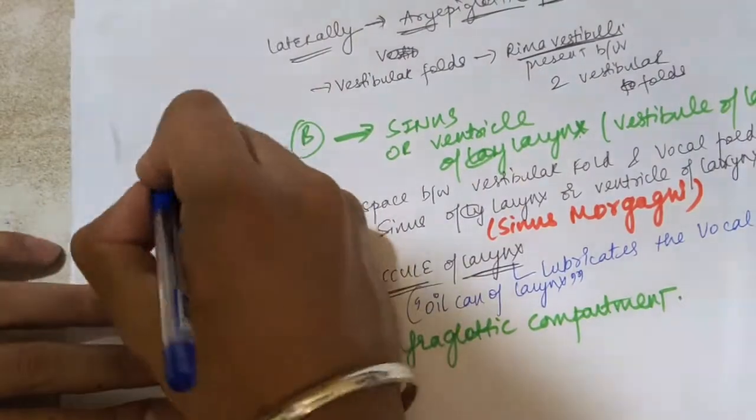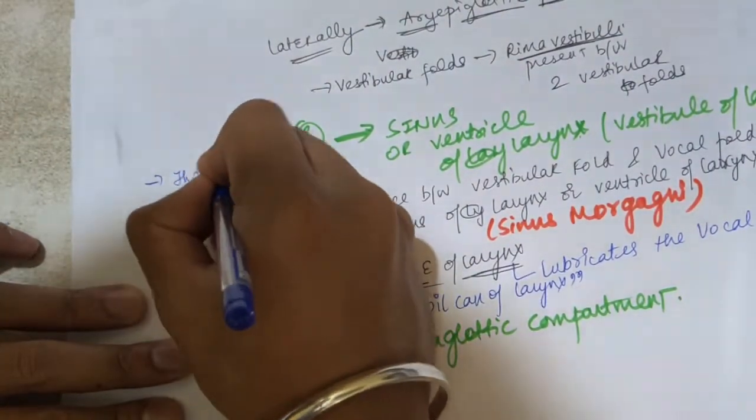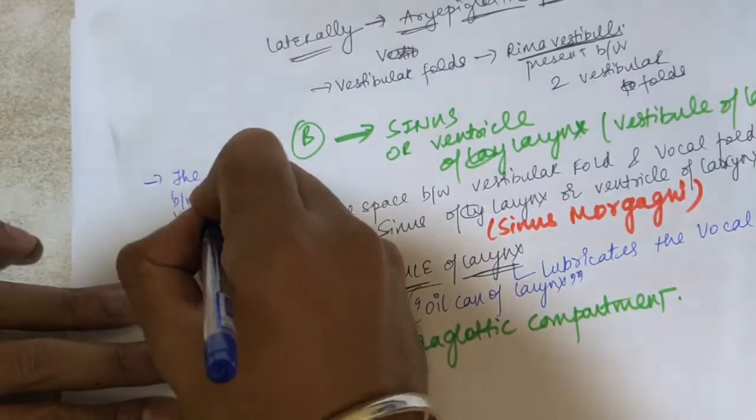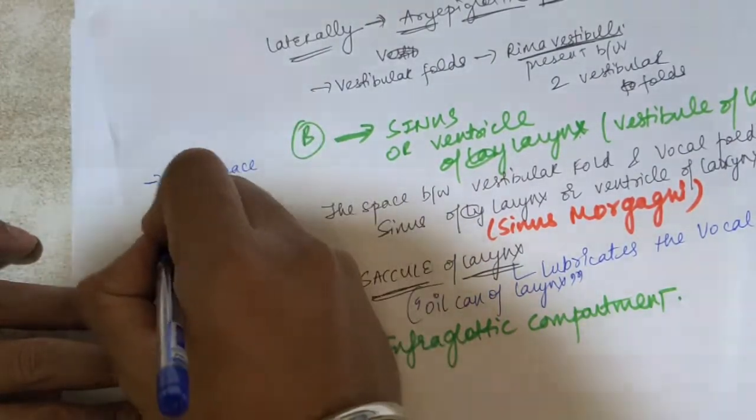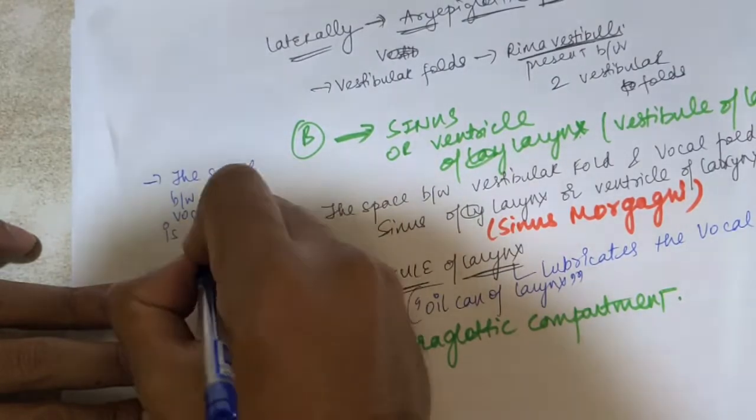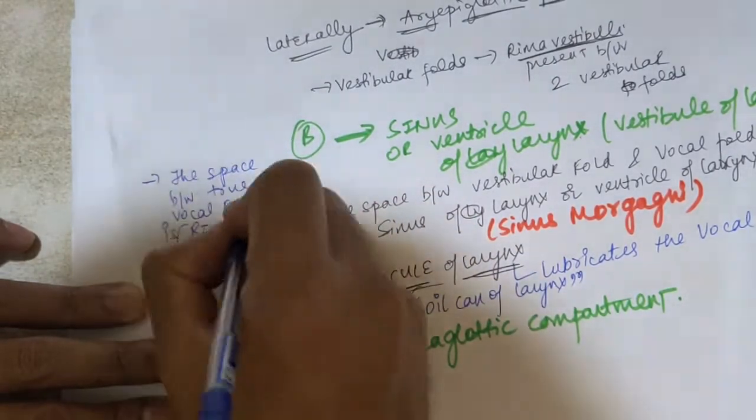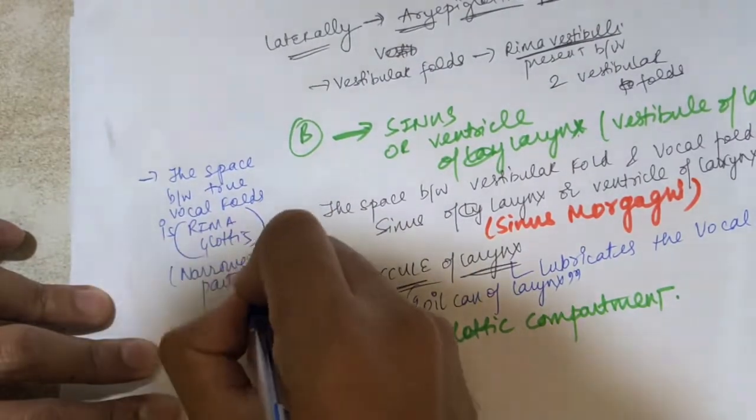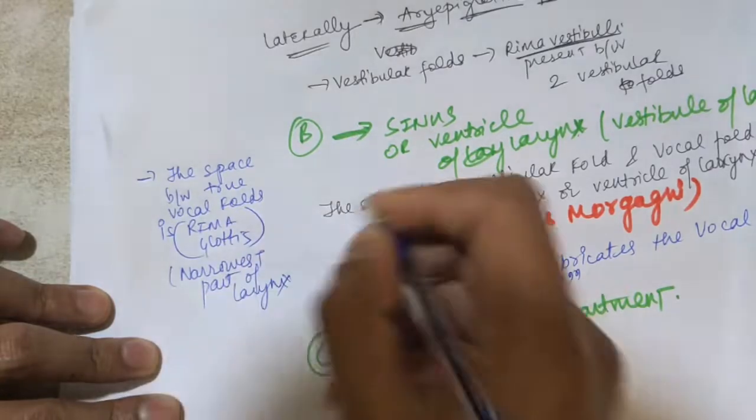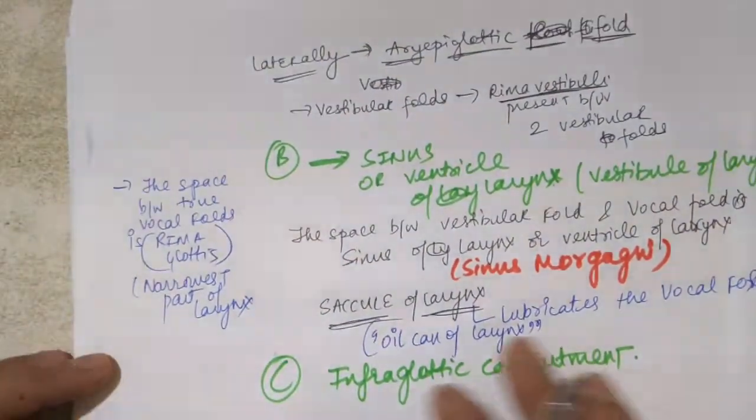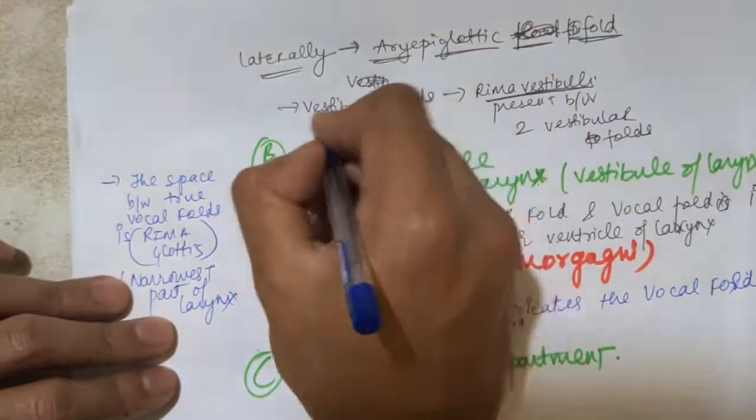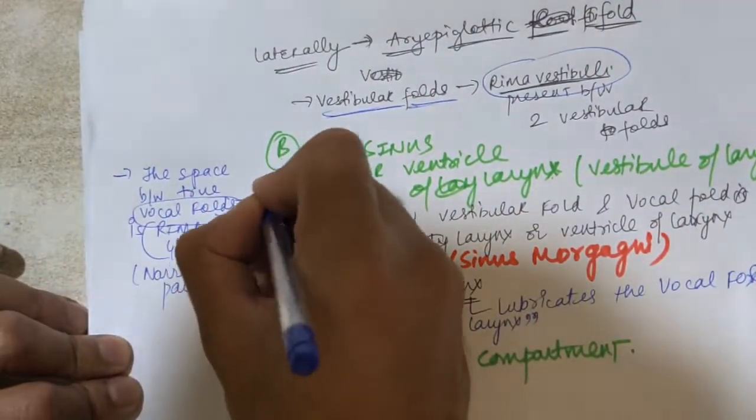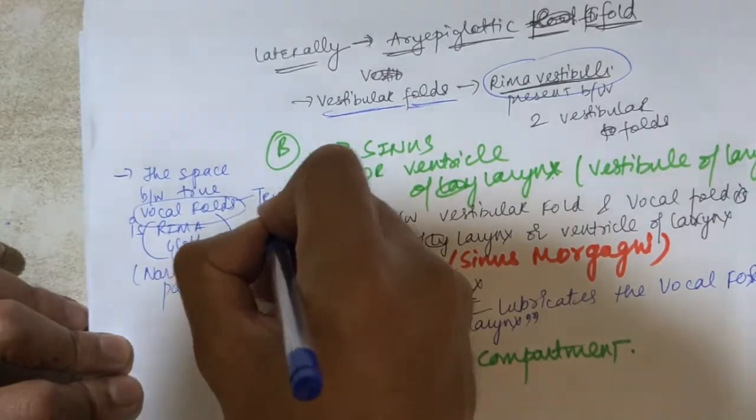The space between the true vocal folds is rima glottis, and this is the narrowest part of larynx. So this much is clear. The space present between the vestibular folds is called rima vestibuli, and the space present between the true vocal folds is rima glottis.